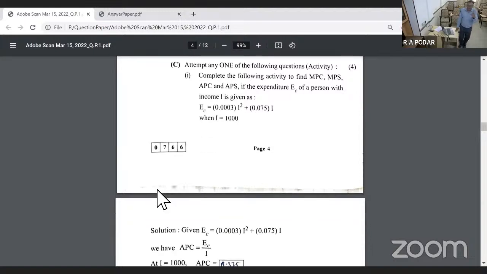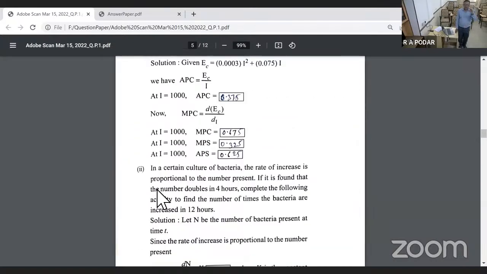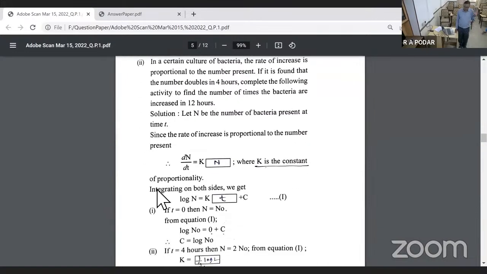So 4 boxes you have to fill, and if your answer is correct every time, these 4 boxes you have to write. Write the question number correctly, whichever it is, like question number 3C, and write the boxes correctly. You will get complete credit. You will get the full credit. Okay. So don't worry. No need to write the complete solution in an activity question. So second one, here also 4 boxes are given. If your boxes are correct, you will get the marks. Okay. No problem.